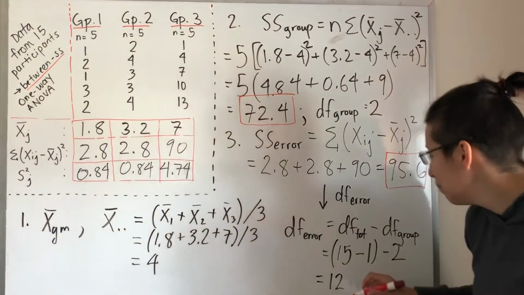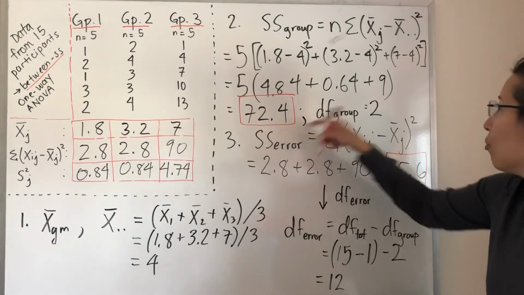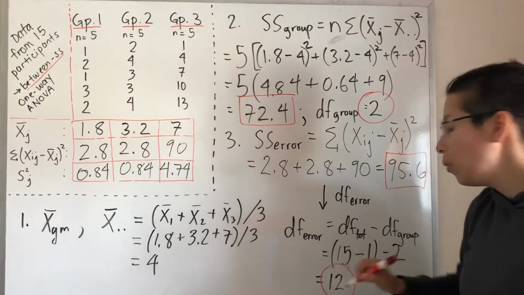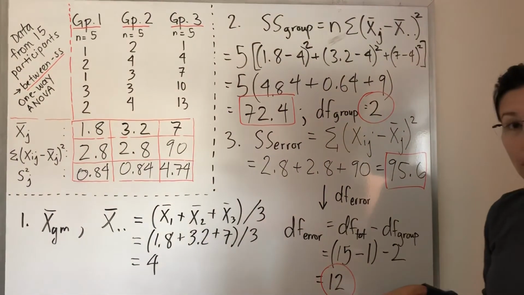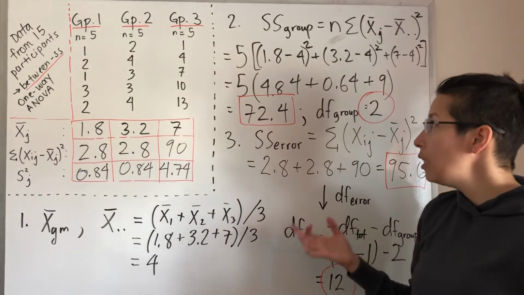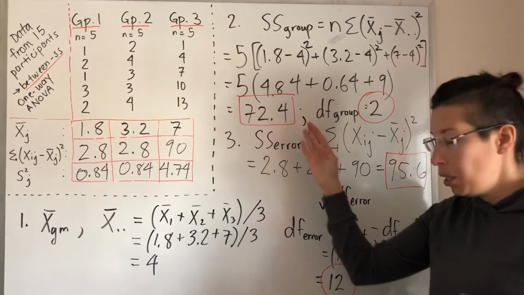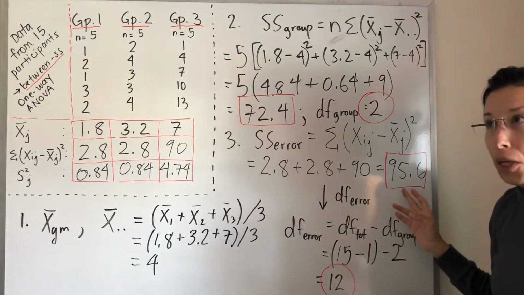Anyway, that's my secret. So then this 72.4 will be divided by 2, this 95.6 will be divided by 12, which will make what? What will this division and this division create? It'll make for us the mean squared of the group, or the mean squared of the effect, MS group. And here, the mean squared error, we like to call it MSE.